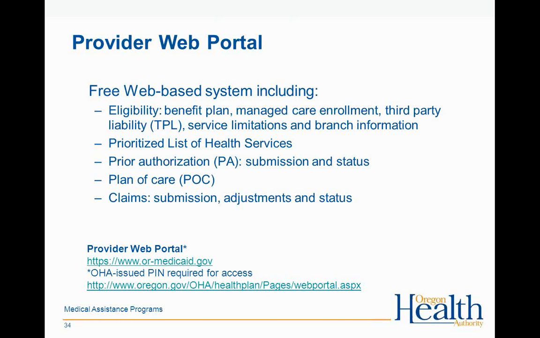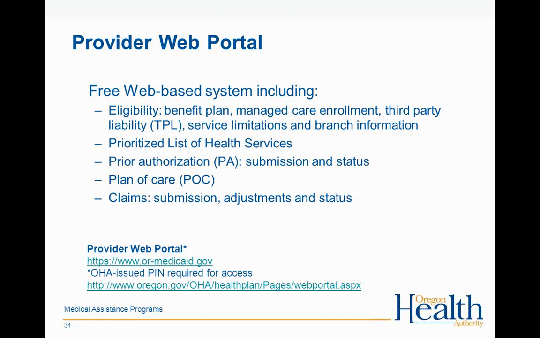In the provider web portal, you can see eligibility. Eligibility file will tell you the person's benefit plan. It will tell you whether or not they're enrolled in managed care, coordinated care. You'll find that under the managed care panel. You'll see TPL, third-party liability. Again, that is private insurance. And then any service limitations and branch information will also be listed on the eligibility file.